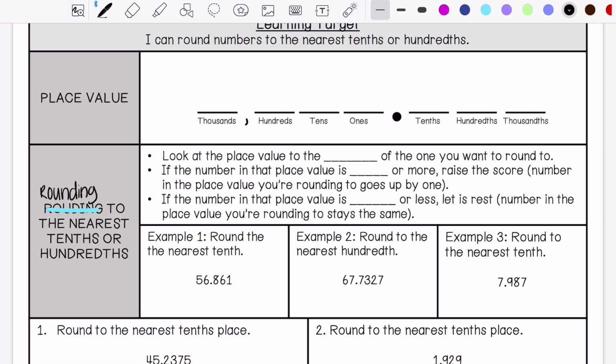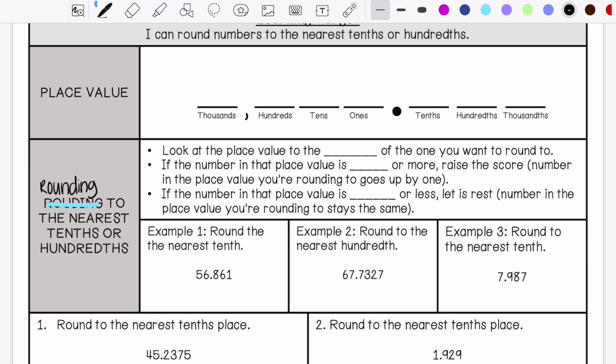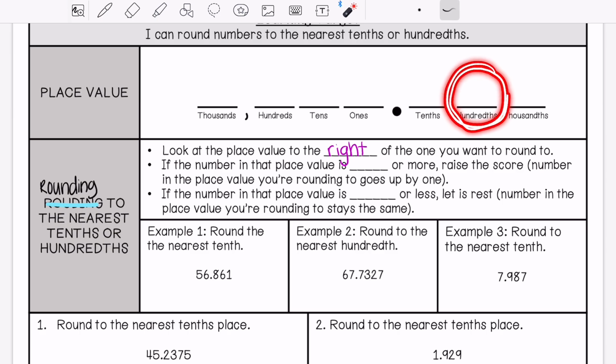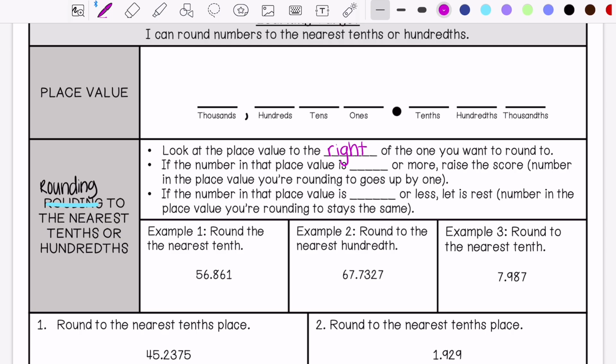So the nearest tenths or hundredths. What we need to look at is the place value to the right of the one you want to round to. So for example, if you're asked to round to the nearest tenths, then you need to look at this number. This number is going to help you decide what to do. If the number in that place value is 5 or more, you raise the score. That means the number in the place value you're rounding to goes up by 1.